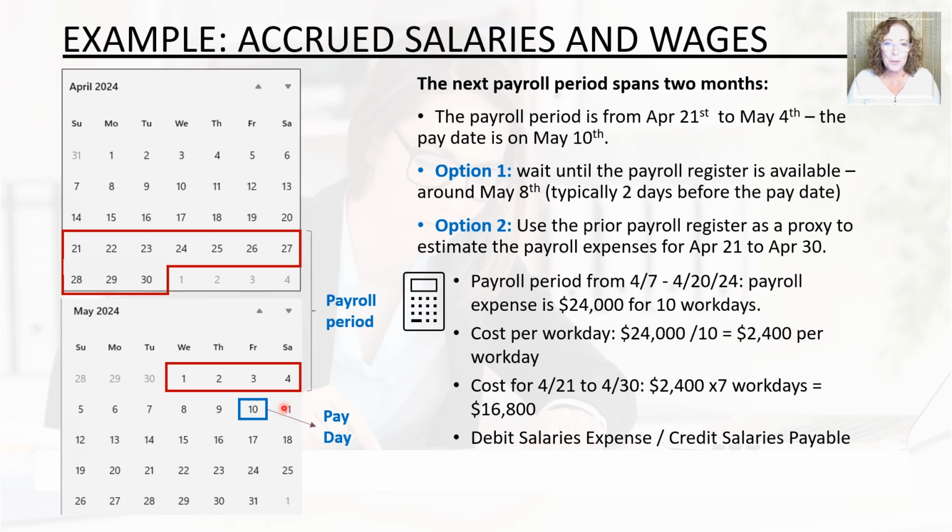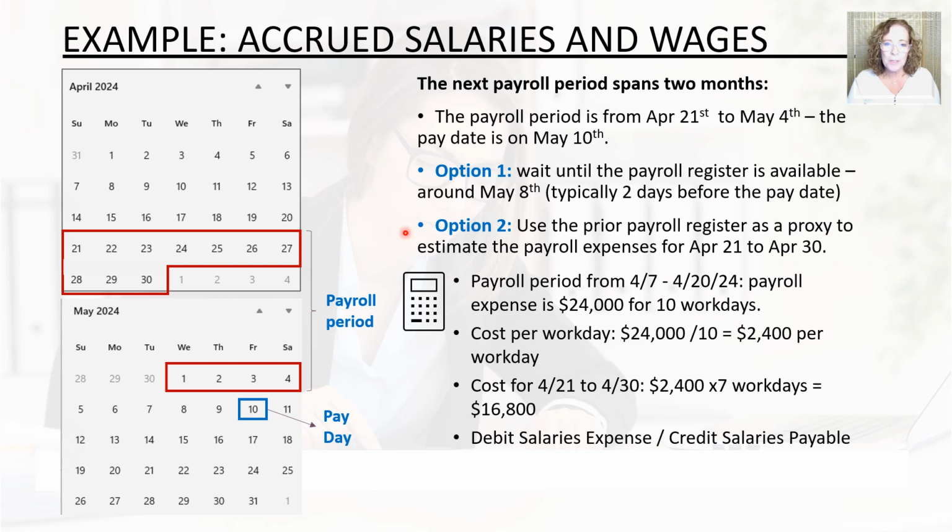What should you do before you close the general ledger for April? The payroll expenses for April 21st to April 30th, which are 7 workdays, belong into the April financial statements. But the payroll process won't be completed until after the end of the payroll period of May 4th. We have at least 2 options. Option 1 is that the accounting team waits until the payroll reports are available, typically about 2 days before the pay date, and then receives the payroll register to figure out how much of the payroll is for April.